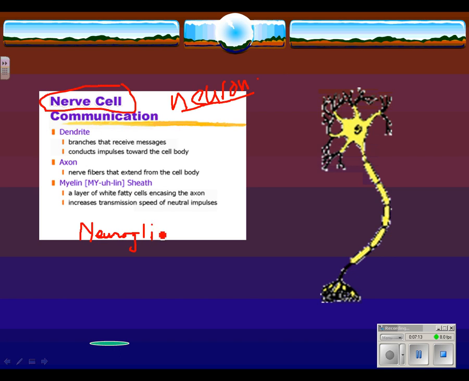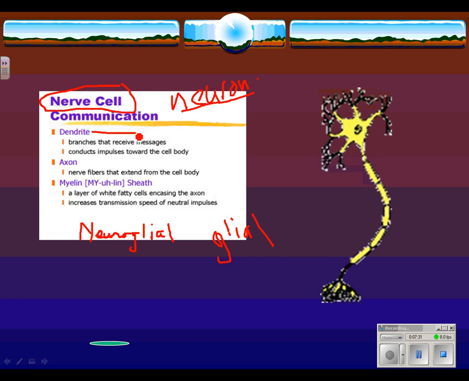Sorry, I'm having a hard time writing with my mouse. Neuroglial cells, or just glial cells. When we talk about the brain, we can talk about those some more. Those are like connective tissue or support cells. The neuron here is made up of certain parts that you're going to have to know.